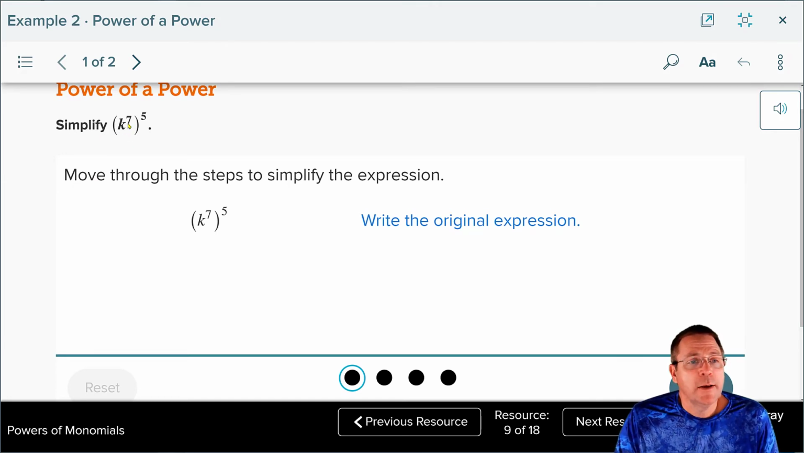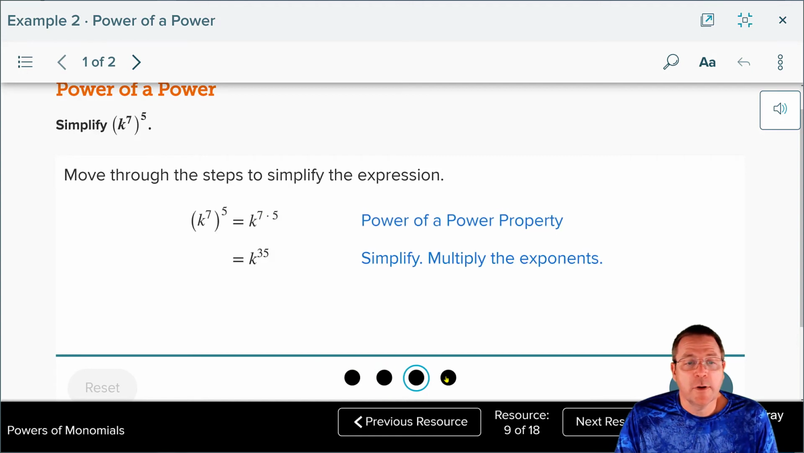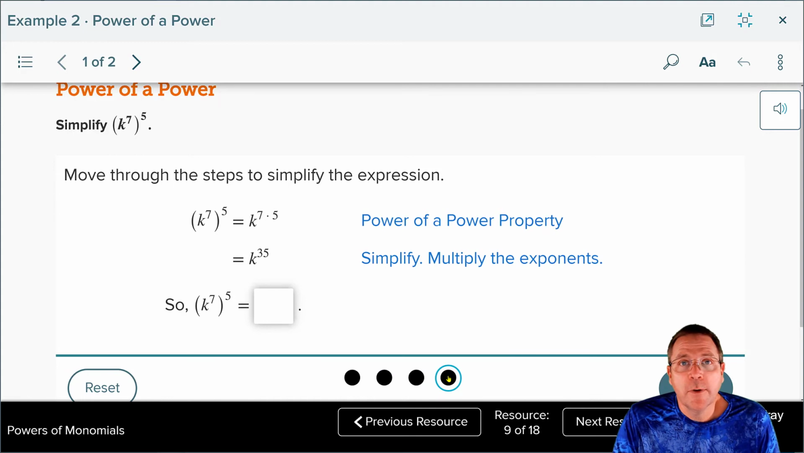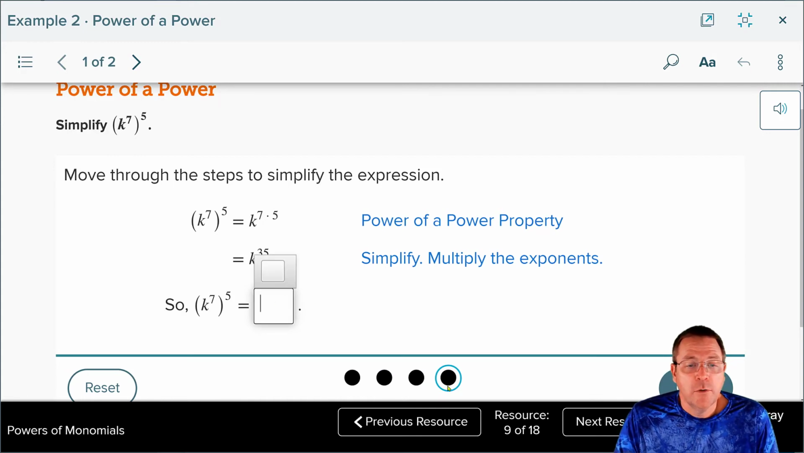Here I have k to the 7th power raised again to the 5th power. So they wrote the original problem. Next they're going to do k to the 7th times 5. 7 times 5 is 35. That's your final answer, and if it makes your heart feel warm and fuzzy, you can go ahead and put it right here in the answer key.